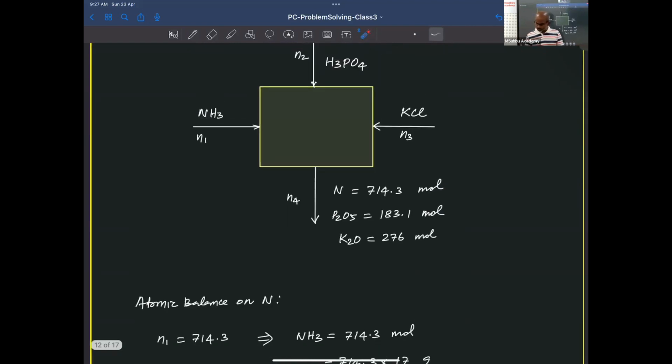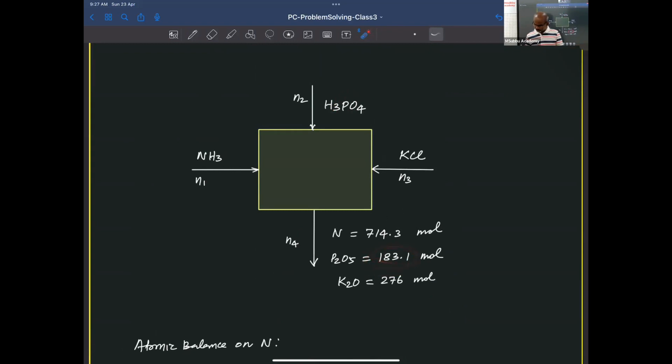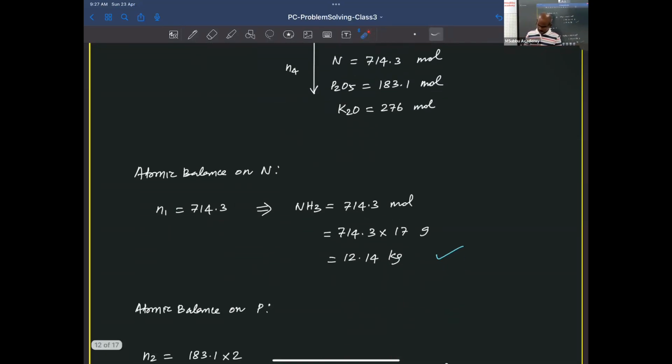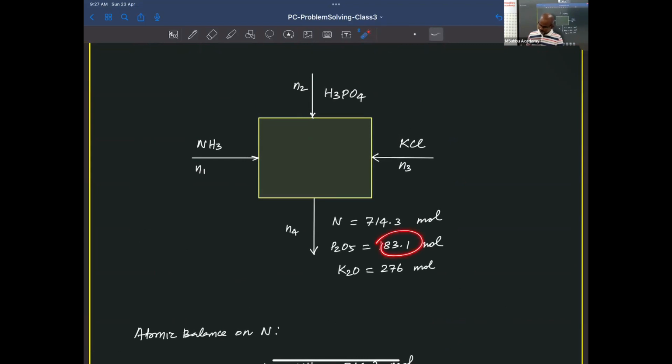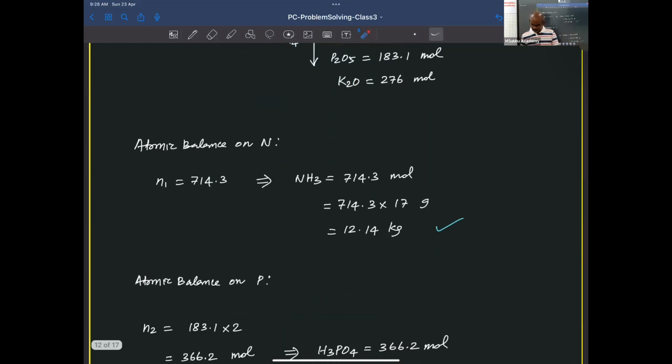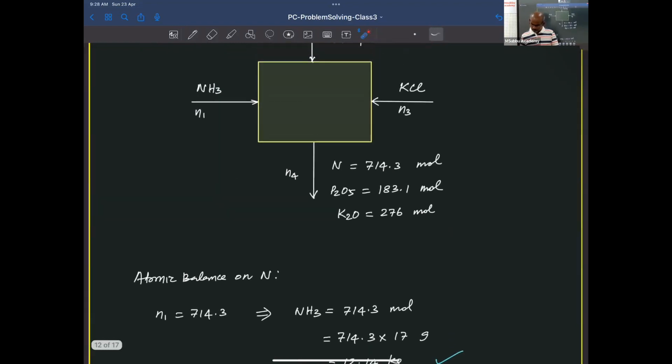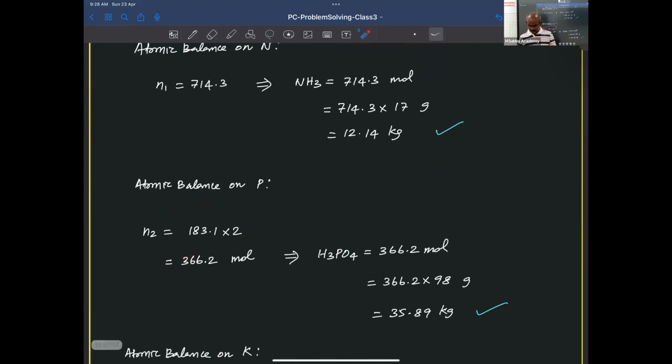Likewise, you can make the atomic balance on P. So P of the product is 183.1 multiplied by 2. The atoms of P: this is moles multiplied by the stoichiometric coefficient, which gives so many gram atoms of P. There is a P leaving, and the P entering is simply N2. This N2 has only one P. In the N4 product, we have 183.1 moles of P2O5, and 1 mole of P2O5 has 2 gram atoms of P. So that's why 183.1 times 2 is equal to N2. This is based on the atomic balance on phosphorus.